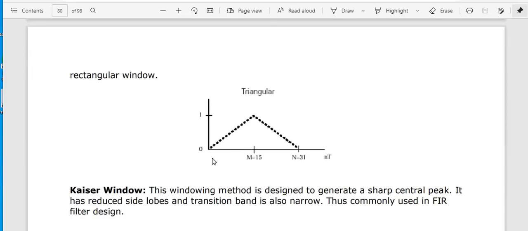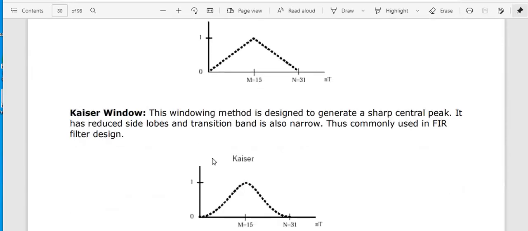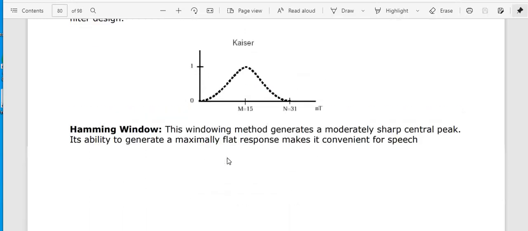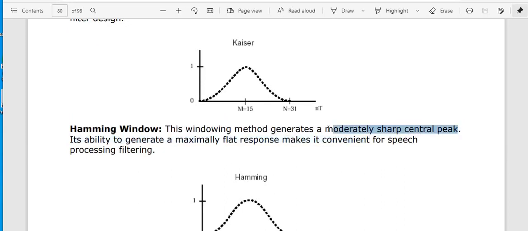The next thing we proceeded with is the Kaiser window. What is the use of the Kaiser window? This windowing method is used to generate a sharp central peak. The central peak should be very sharp, and it also reduces the side lobe and makes the transition band as narrow as possible. That's what it is used for. Next we move ahead with the Hamming window. It is also used for a sharp central peak. If they ask you to compare all of these, you can write those points.